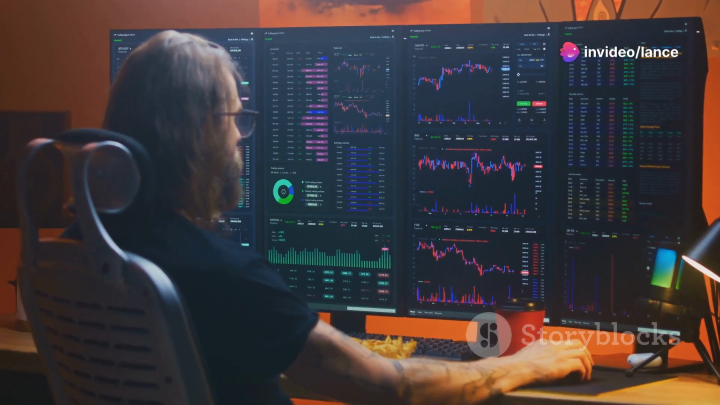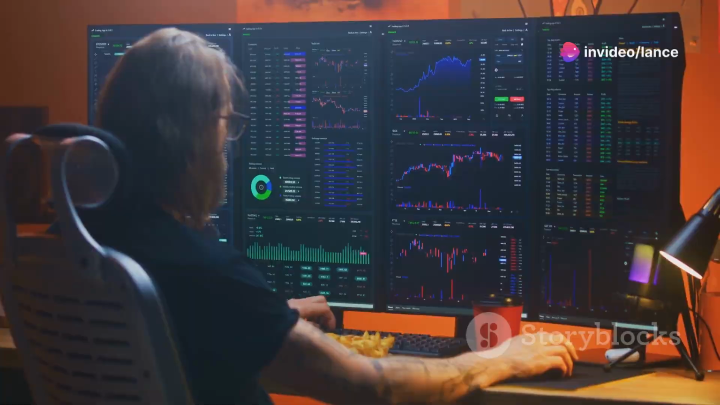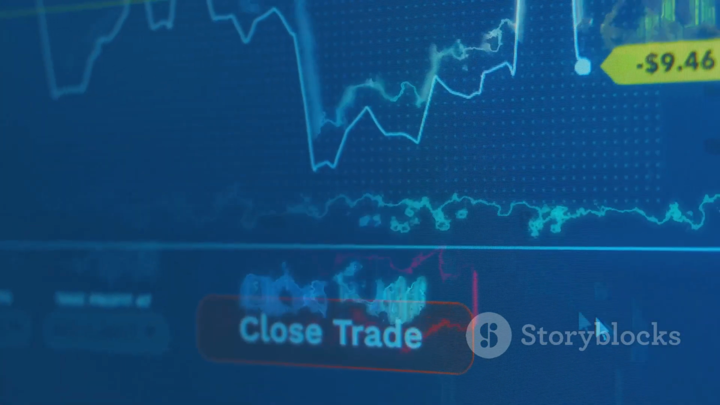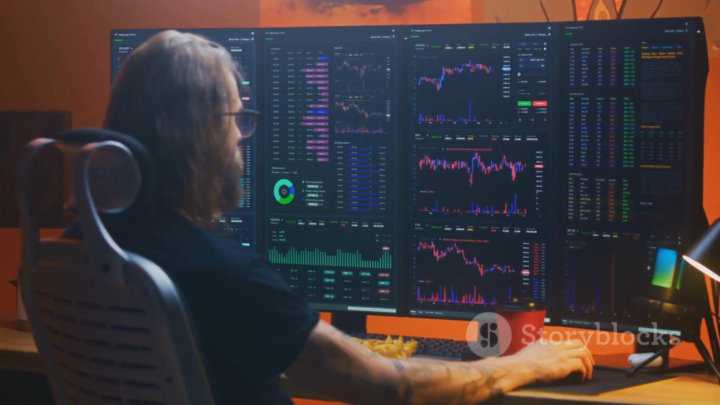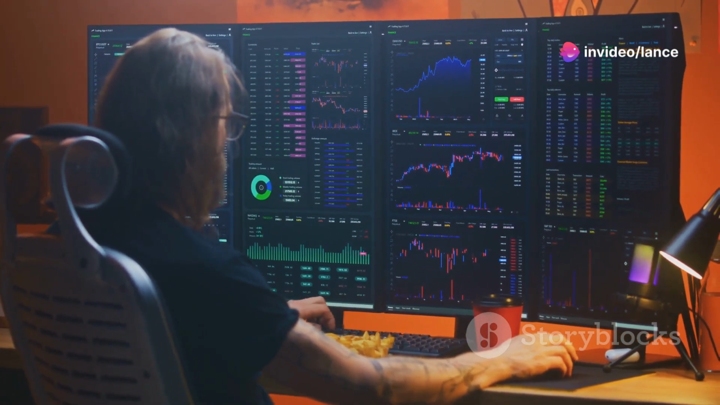Forward testing, on the other hand, involves testing your signals in real-time market conditions. You can do this by using a demo account or by starting with small position sizes. This allows you to see how your signals perform in live trading without risking significant capital.